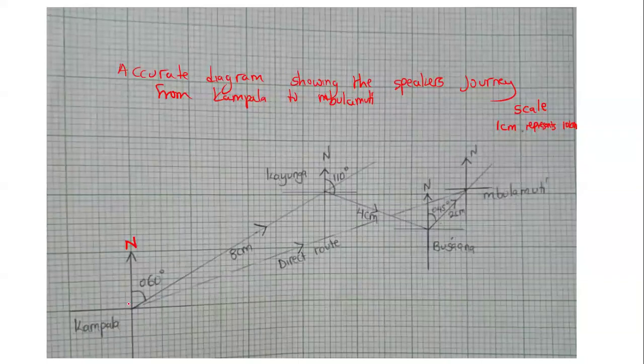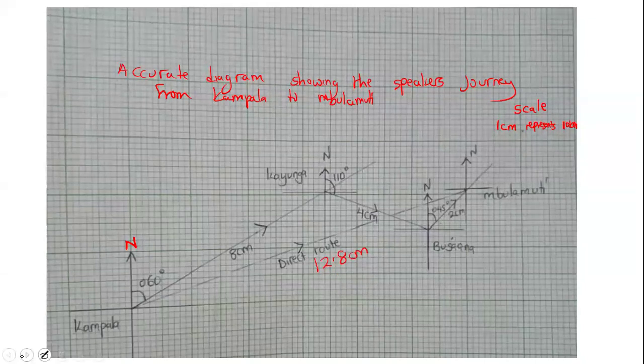Now, the distance from Kampala to Bulamuti, kindly measure using your ruler. What are you getting? Indicate in the chat. What are we getting? 12.8, 12.8, 12.7, 12.9. According to what I have, I got 12.8. So those who are getting 12.8 centimeters, we are together. Now, what do you do?